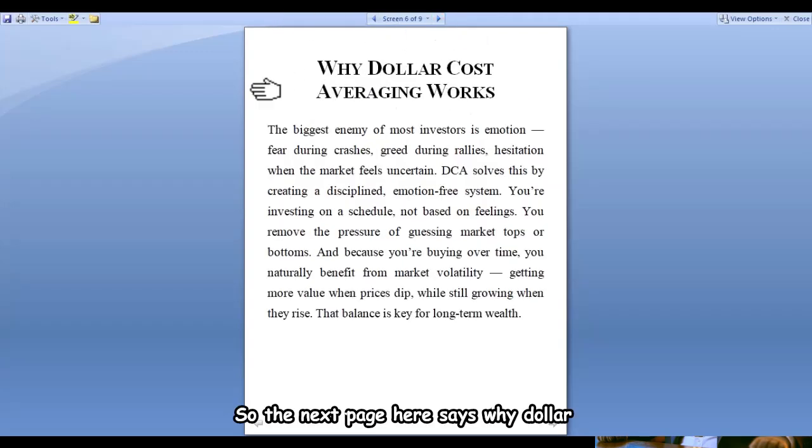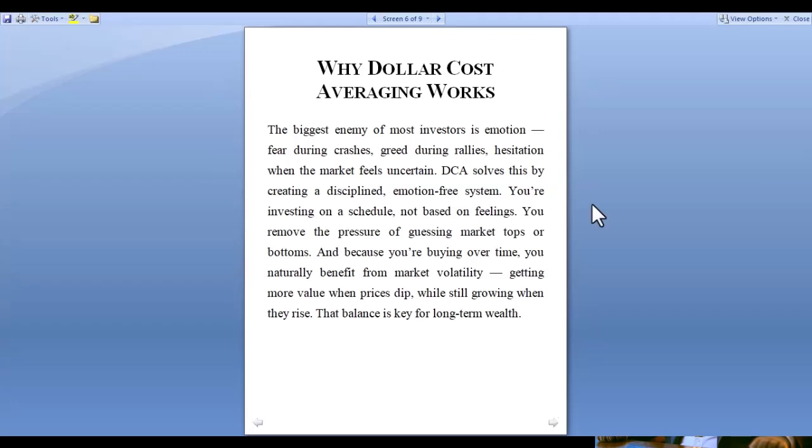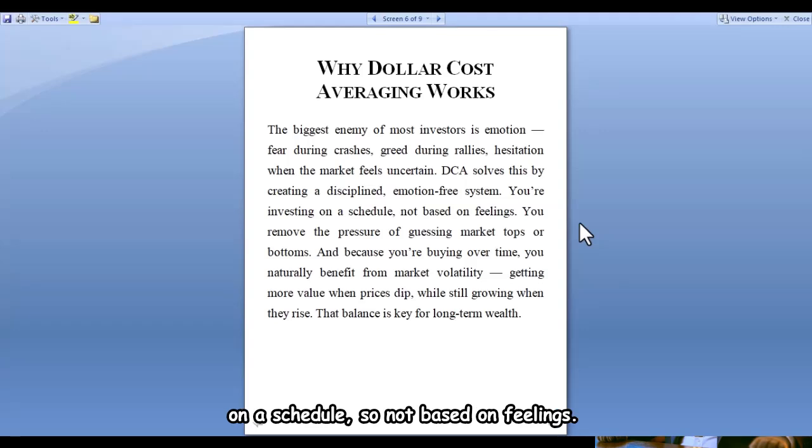So the next page here says why dollar cost averaging works. So the biggest enemy of most investors is emotion: fear during crashes, greed during valleys, hesitation when the market feels uncertain. So DCA solves this by creating a disciplined, emotion-free system. You are investing on a schedule, so not based on feelings.